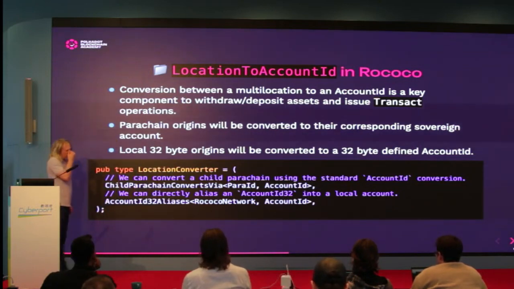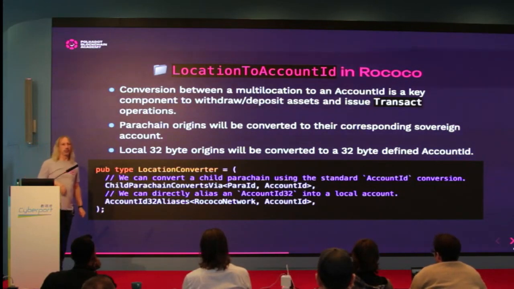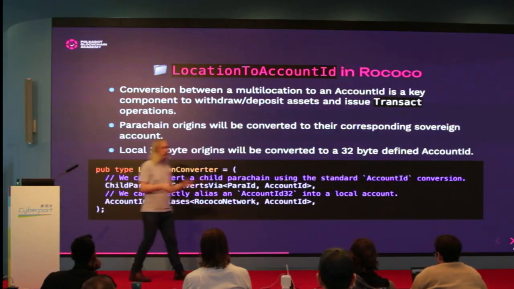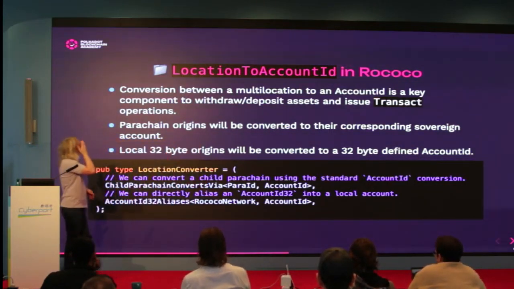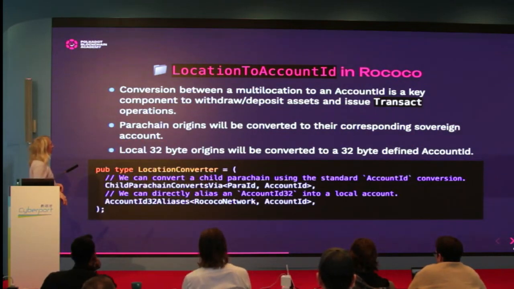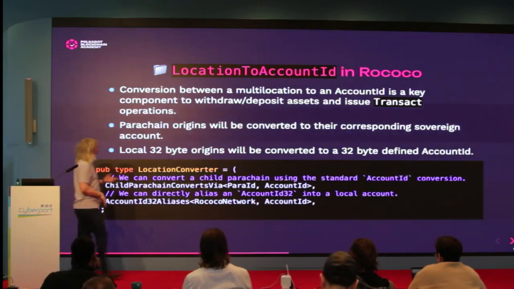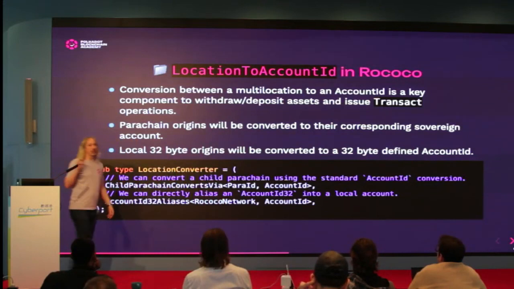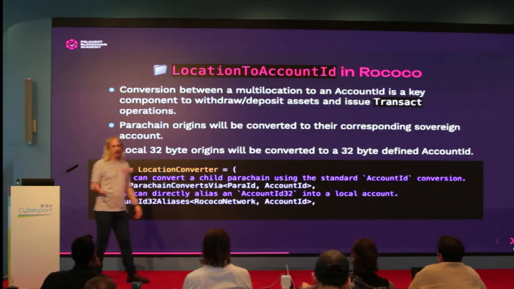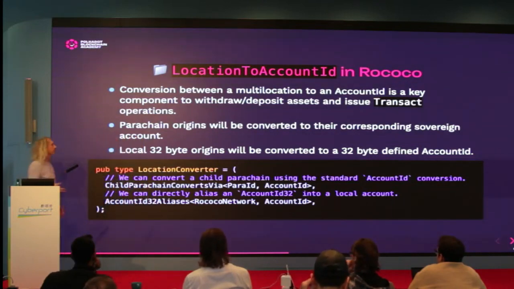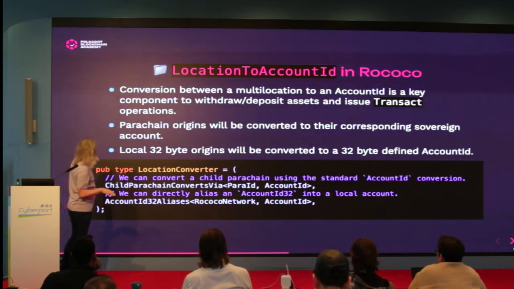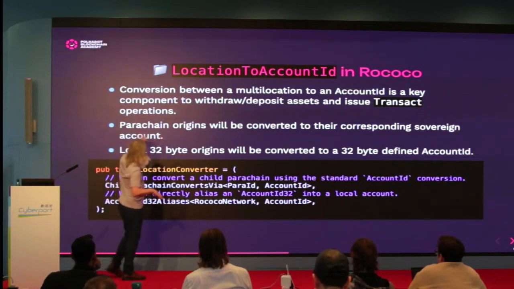So next up, location to account ID. This is the thing that determines sovereign accounts. Given that there is a location that presumably is not on your chain, it could also be on your chain, but usually it's a foreign thing, how do we convert that into an account ID? As we've seen before, it's a very important component of withdraw and deposit assets. It's also quite important for the transact instruction. Transact is basically a trapdoor of XCM that allows us to do anything that a transaction on the chain can do. I won't talk about it too much yet, but let's continue with the sovereign account thing.